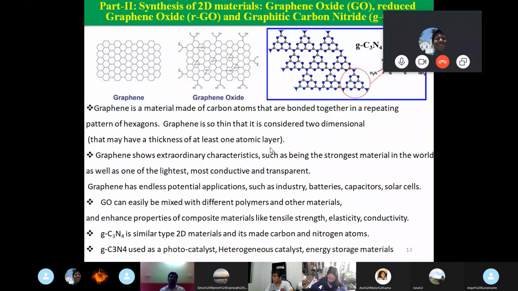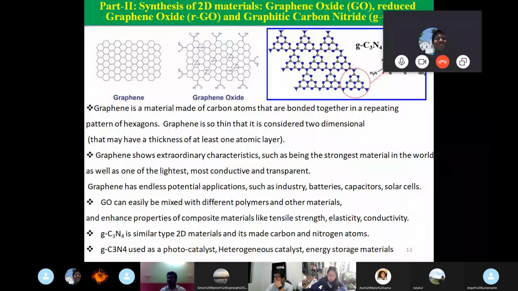This is part 2, where we synthesize 2D materials: graphene oxide, reduced graphene oxide, and graphitic carbon nitride. Graphene is a material made of carbon atoms bonded together in hexagonal rings. Graphene is so thin that it is considered two-dimensional, with a thickness of at least one atomic layer. Graphene shows extraordinary characteristics: it is the strongest material in the world as well as one of the lightest, and it is highly conductive and transparent. Graphene has endless potential in applications such as industries, batteries, capacitors, and solar cells. Graphene is easily mixed with polymers and other materials, so it enhances the properties of the material, like tensile strength and electrical conductivity.